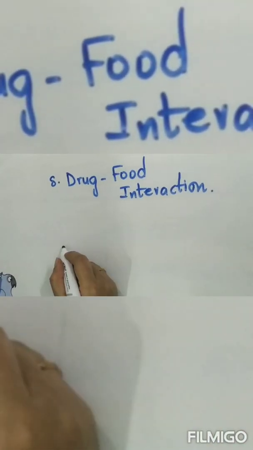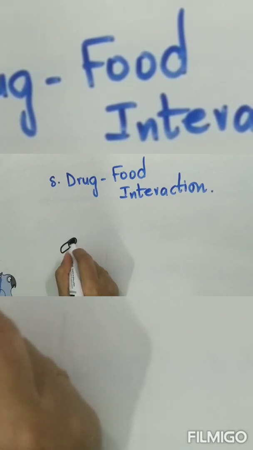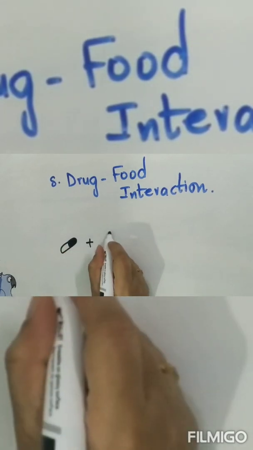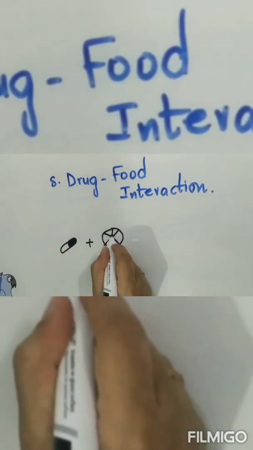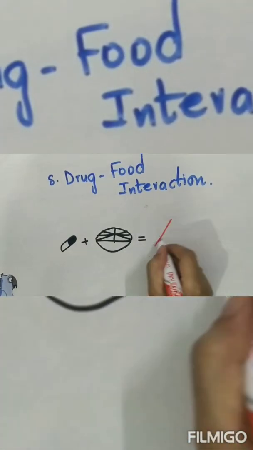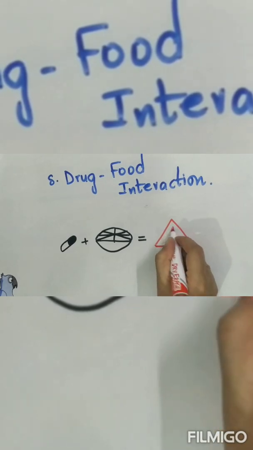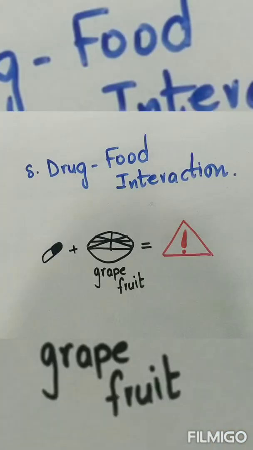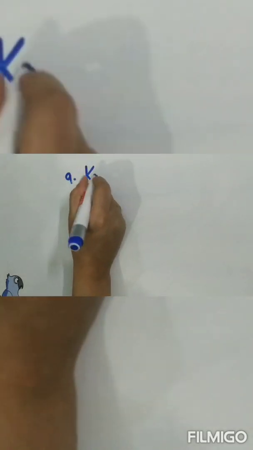Eighth factor is drug-food interaction, which we usually ignore. For example, grapefruit. Grapefruit is a very different fruit which actually inhibits those enzymes which help the metabolism in your liver. So while taking any medicine, make sure that you take the required food which helps in the digestion, distribution and absorption of that particular medicine.